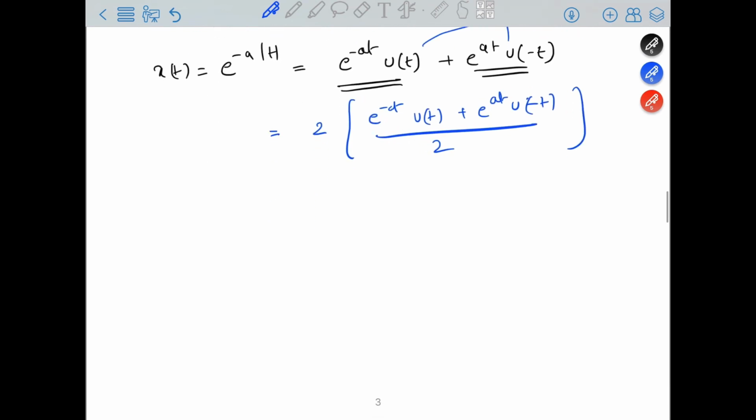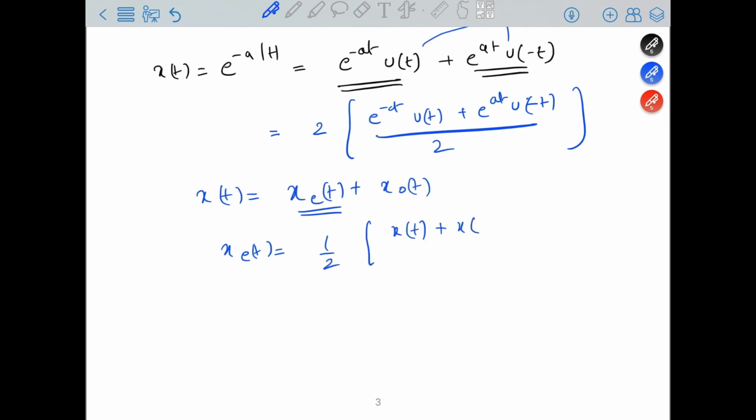Suppose we have a function x of t which is written as x of e of t plus x of o of t, and these are the even part and odd part. So this is your x of o of t. Now x of e of t can be written as 1 by 2 of x of t plus x of minus t. You can directly replace t by minus t and just add, and you will get this. So this is just 1 by 2 times x of t plus x of minus t.